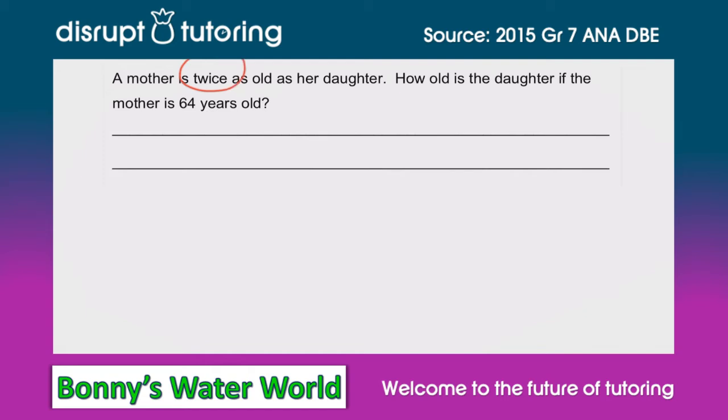A mother is twice as old as her daughter. Another word for twice is double. So what does twice and double mean? All twice and double means is that the mom is 2 times as old as her daughter.